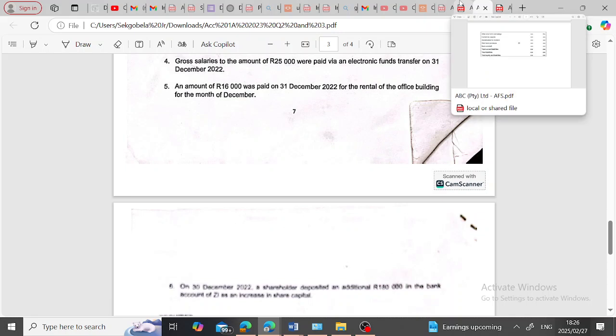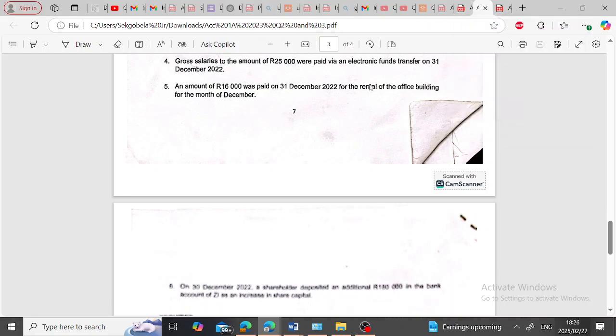Right? Number 5, an amount of 16,000 was paid for rental office for the month of December. This was a trick question. I want to see if someone is going to get it. What happened here? What accounts are affected? What do you need to do? It's actually not a trick question, but because I said it's a trick question, people think it is.